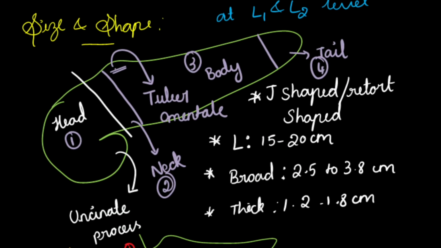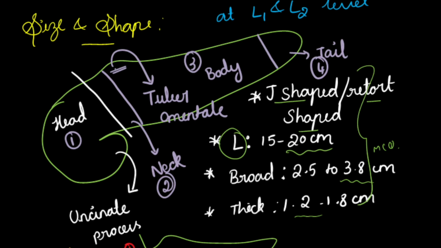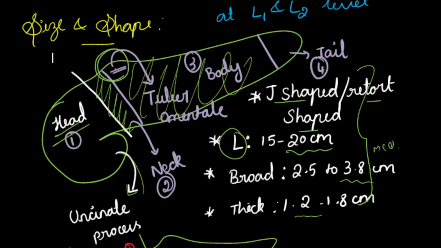Now regarding the size and shape, it is a J-shaped or retort-shaped organ, and the length is 15 to 20 centimeters, the breadth is 2.5 to 3.8 centimeters, and the thickness varies from 1.2 to 1.8 centimeters. These things are very important from the MCQ point of view. Regarding the different parts of the pancreas, one is the head, and in the head we have one inferior extension, that is the uncinate process. Then comes the neck, which is the most constricted part of the pancreas. Then comes the body, which has one projection also called the tuber omentale, and at the end we have the tail of the pancreas.